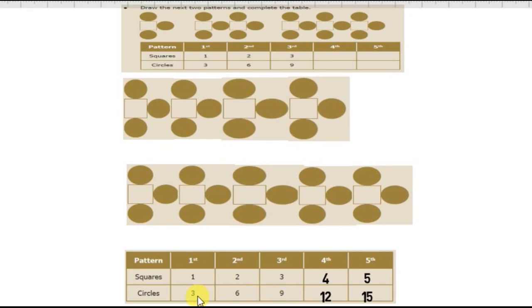So the pattern is 3, 6, 9. It is the 3 table, correct? 3 twos are 6. 3 threes are 9. 3 twos are 6, 3 threes are 9, 3 fours are 12.